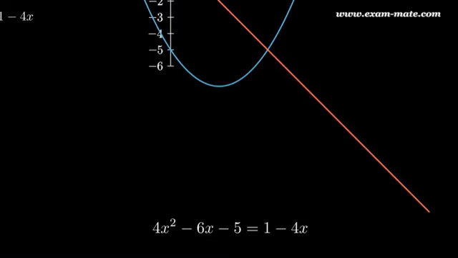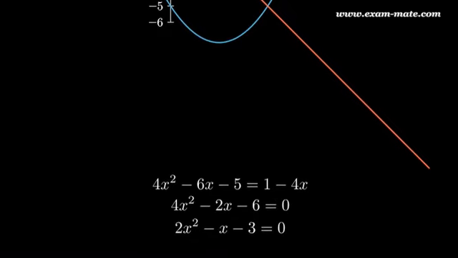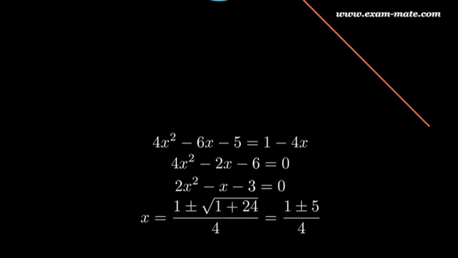4x squared minus 6x minus 5 equals 1 minus 4x. Rearranging, we get 4x squared minus 2x minus 6 equals 0, or 2x squared minus x minus 3 equals 0. Using the quadratic formula, we get x equals negative 1, or x equals 1.5. These give us our intersection points A at (negative 1, 5), and B at (1.5, negative 5).